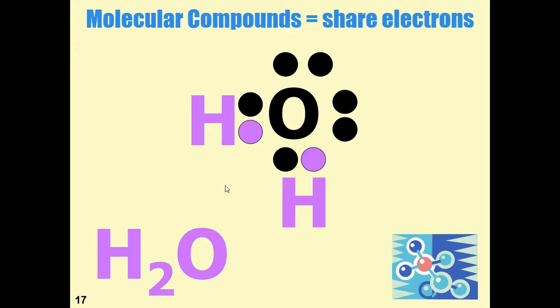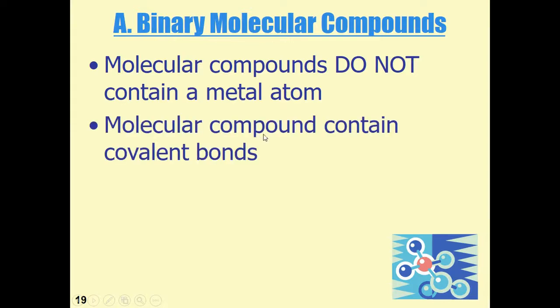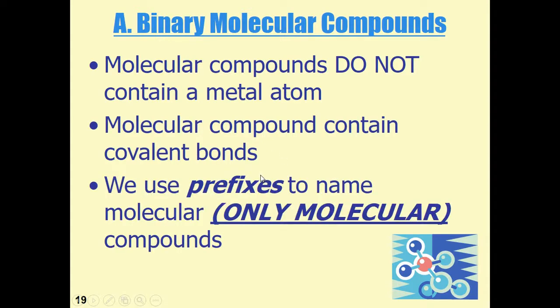So when we are naming our molecular compounds, remember our molecular compounds don't contain a metal, they contain covalent bonds, and when we name them, we are going to use prefixes. We will only use prefixes for covalent molecules. You will not use them for ionic. This is only for covalent. Remember I said the rules were different, whether it's covalent or ionic. Here's where they're different. Prefixes only go for molecular compounds. You know many of these prefixes already, and you'll notice that when I show you the prefixes.